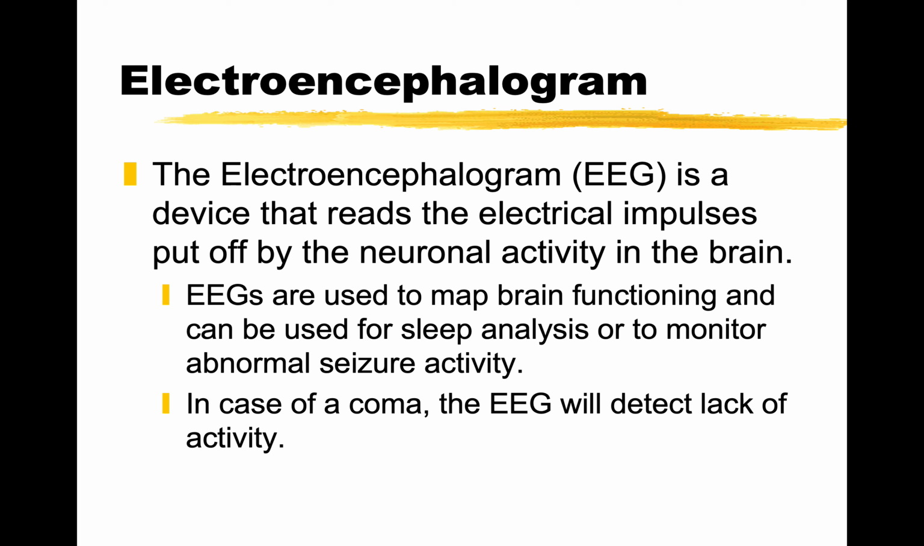The electroencephalogram, the EEG, is a device that reads the electrical impulses put off by the neuronal activity in the brain. EEGs are used to map brain functioning and can be used for sleep analysis or to monitor abnormal seizure activity. In case of a coma, the EEG will detect lack of activity or whether there is any activity at all. If we're looking at somebody who is brain dead, what they're really talking about is the fact that their EEG is a straight line.